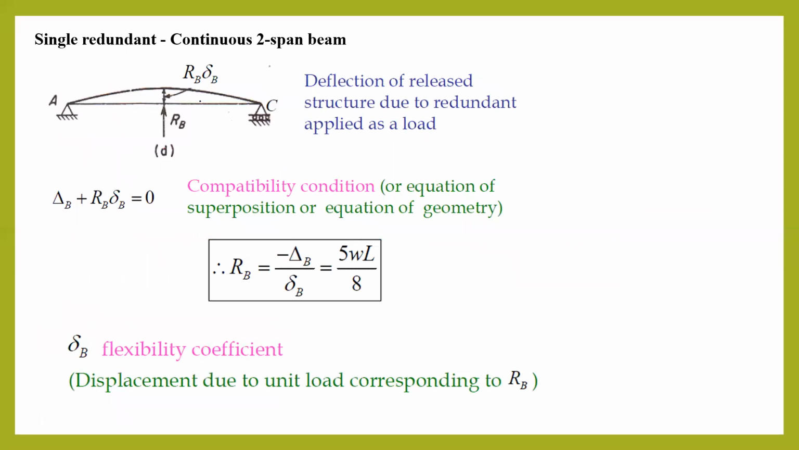Okay. Next. So now what do we need to do? We need to satisfy the compatibility condition. Compatibility condition is nothing but a simple equation of superposition. So we are superposing the deflection due to externally applied load plus the deflection due to the redundant, so deflection at the redundant point is equal to 0. Then we will get RB, because this is the unknown reaction, RB is equal to 5wL by 8. Now delta B corresponds to deformation due to externally applied load. Capital delta B is the flexibility coefficient.